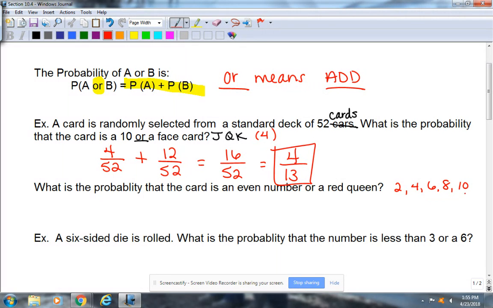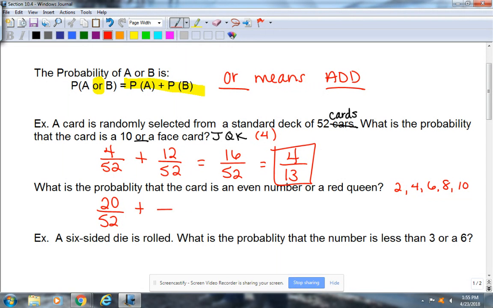There's 5 of those times 4 suits is how many of them? 4. 20. There's 20 of them, right? So 20 even number cards out of 52 for the even number card. Is everybody okay with that?